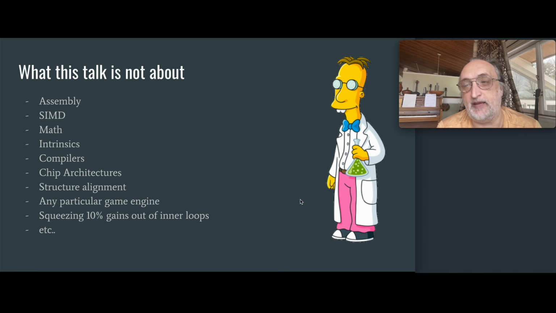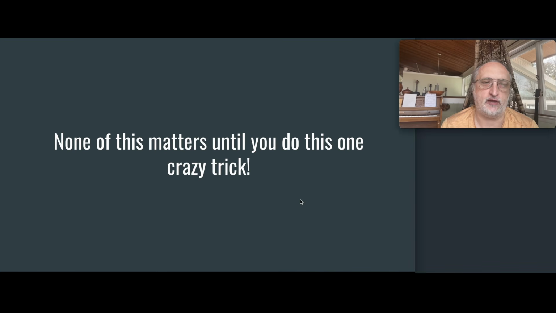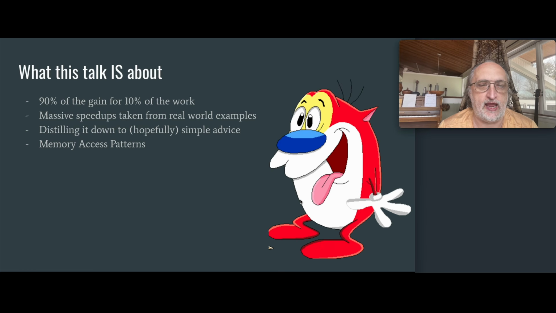Even though I'm going to be talking in the context of Unity for a lot of this, it really does apply to any game engine, to any program, and it's not about squeezing this 10% gain out of an inner loop routine. What this talk is really about is that none of this really matters until you do this one crazy trick, and with this, you can get 90% of the gain for about 10% of the work.